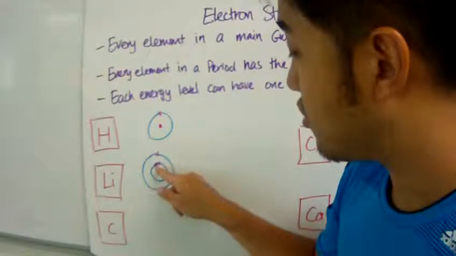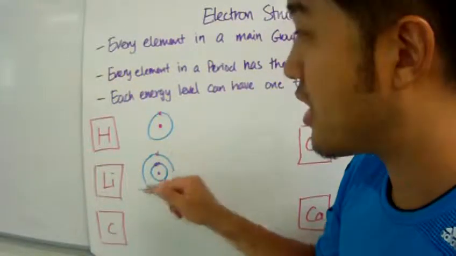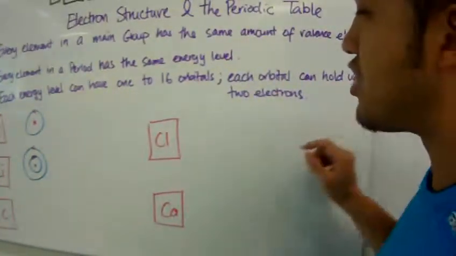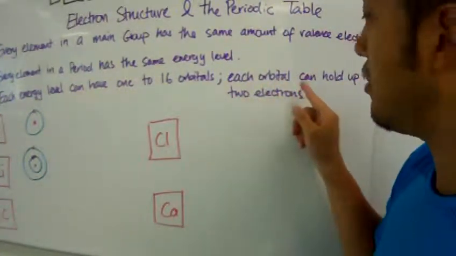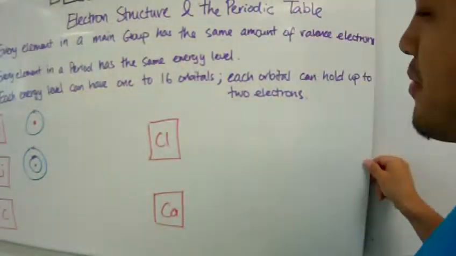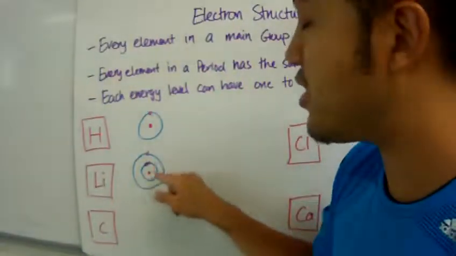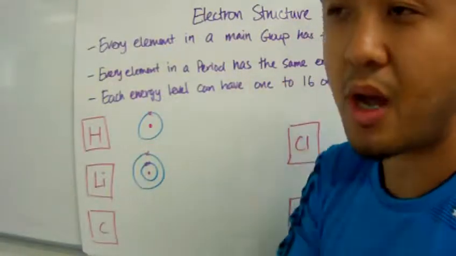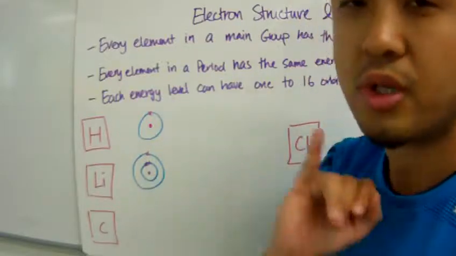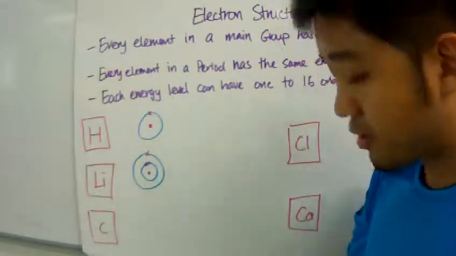And I also drew these two electrons together because I am satisfying a generalization that each orbital can hold up to two electrons. So what I can determine from here is that the first energy level can only have one type of orbital, and that orbital can hold two electrons. Okay? Let's look at carbon.